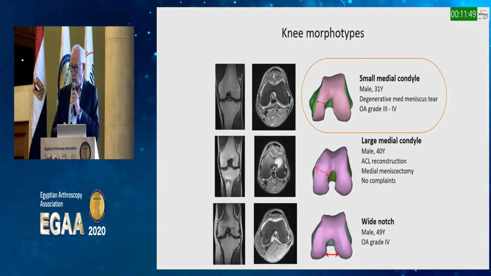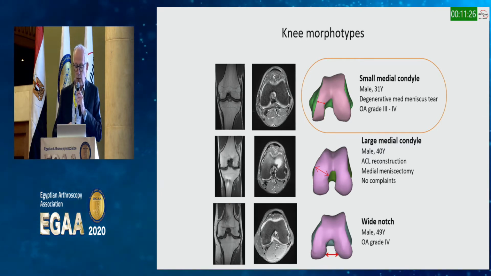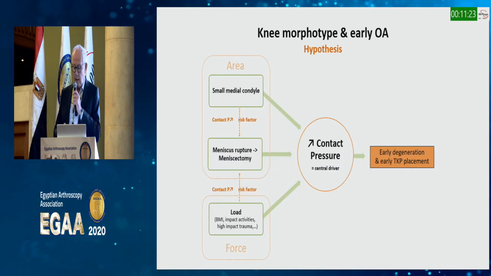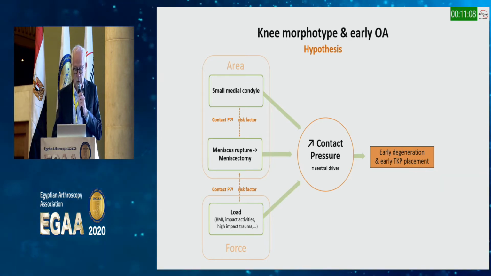Now, you may have morphotypes, and this is a little bit what I want to discuss, that present with small medial condyles. And you have people with larger medial condyles, and then again people having a wide notch. And this is taken from patients that you see in your daily practice. Now we will focus a little bit on these small medial condyles. Do they really exist? And if so, do they differ, or are they in danger for faster cartilage degeneration than what we would call a normal knee joint, normal knee condyle?